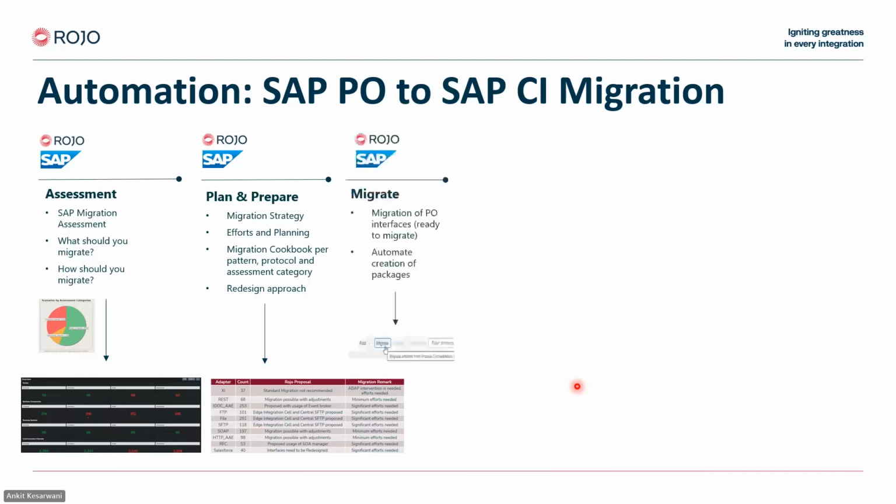Following that, we have the migrate step, where once we have done the planning, we start migrating these interfaces, and SAP does offer a tool to support the migration of artifacts from PO to CI. Which I think we will show in our demo, which can give you an overview of how, on top of this migrate, we still need to take some actions, because when SAP says ready to migrate, it doesn't mean it is ready to use, right? Why is it not ready to use?